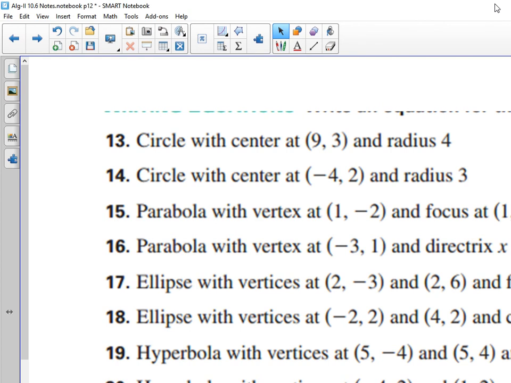If you take a double cone and you slice it, you get the hyperbola. If you take a cone and you slice it straight through, you get a circle. You slice it at an angle, you get the ellipse.